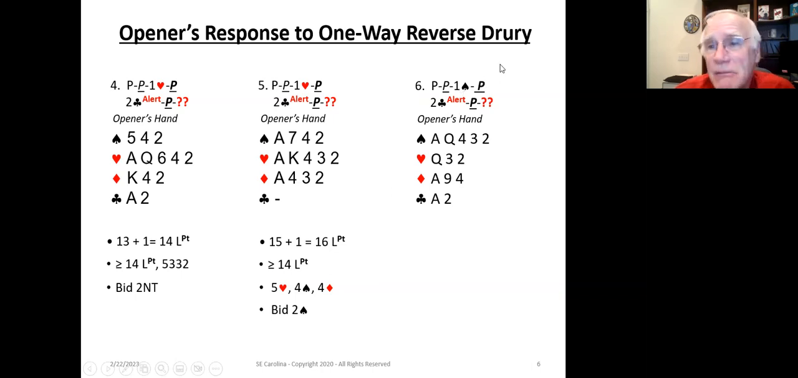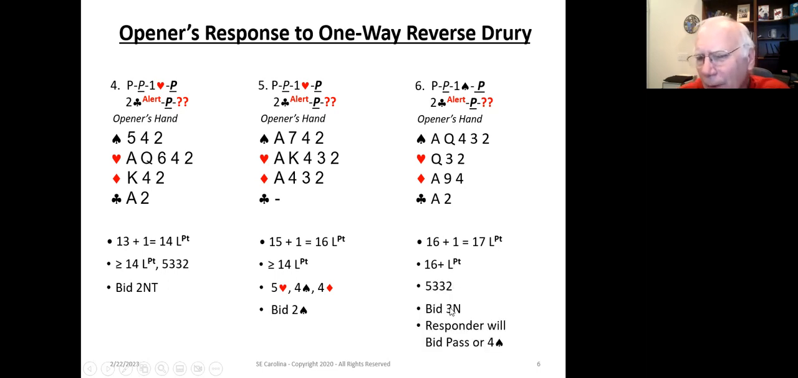Okay, basically the same initiation. In this case, we've got 5-3-3-2. Again, this is a flat hand, but this time we've got 17 length points, and our partner has promised us 10 distribution points. So that's 27. This is a relatively flat hand, 5-3-3-2, so what we're going to do is bid 3 no trump.